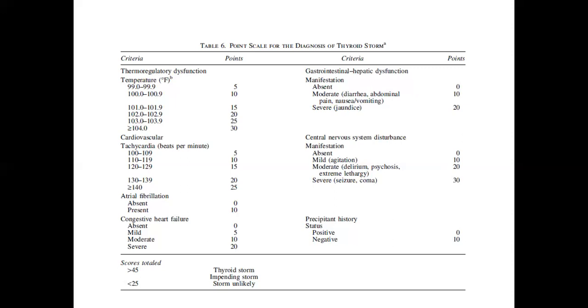Then there is the precipitant history. This could be confused with a lot of other medical conditions like septic shock, any fever, or any inflammatory conditions. If there is any such precipitant history, the points given are zero, and if the history is negative, then 10 points are given. The score is calculated as a total overall, and if the score is greater than 45, then thyroid storm is very likely. If the score is less than 25, the storm is unlikely, and those with a score between 25 and 45 are categorized as impending storm.